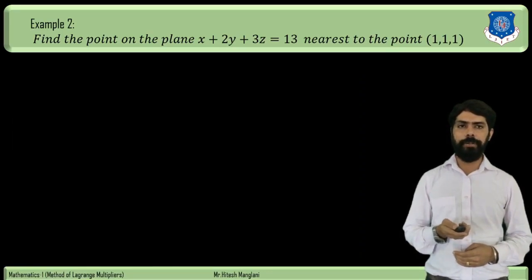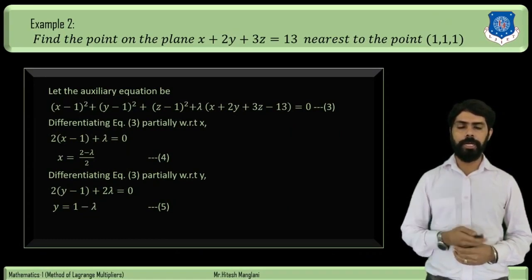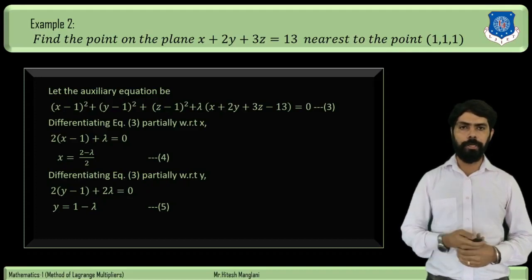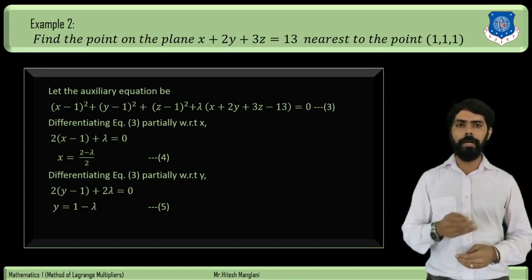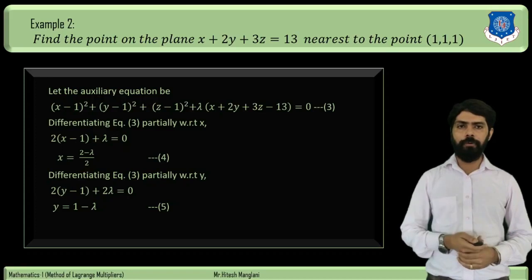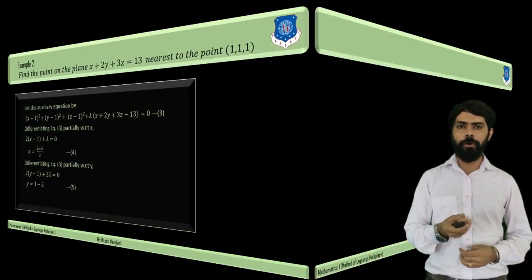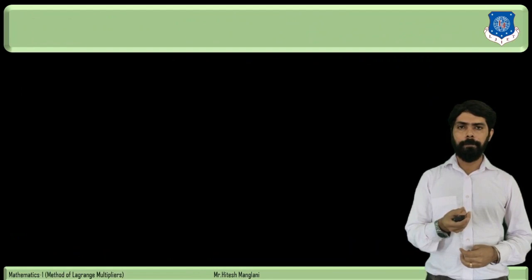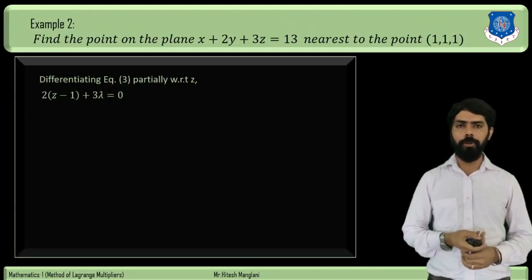Because as you can see here, the first term is (x minus 1) whole square, so the derivative of that term will be 0. The second term is (y minus 1) whole square, so the derivative of that term will be 0. And the third term is (z minus 1) whole square, so the derivative of that term with respect to z will be 2 into (z minus 1) plus lambda in bracket. Again the derivative of x is 0, the derivative of 2y will be 0, the derivative of 3z will be 3, and the derivative of 13 will be 0. Therefore it will be 2 into (z minus 1) plus 3 lambda is equal to 0.